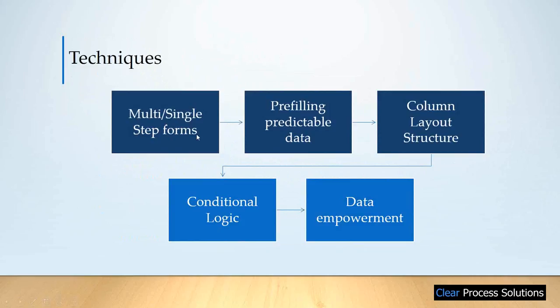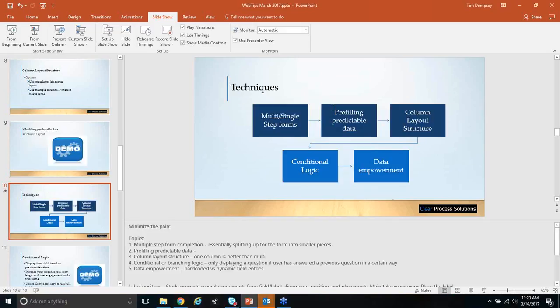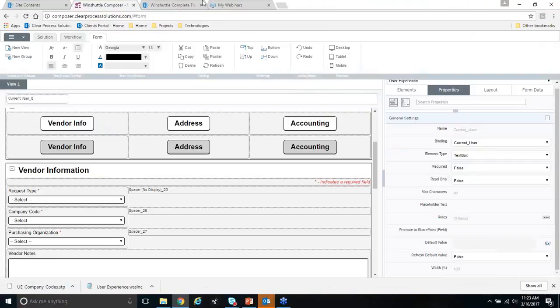Okay, so we've talked about multiple single-step forms, how we can utilize a form dashboard with some buttons to really encourage a single approach within a form, but there are many of them. We've talked about pre-filling predictable data, encouraging as much filling in and auto-populating as we can so that our users can get in and get out and fill in all their required data efficiently and as easily as possible. And then our column layout structure. Ooh, I didn't talk about column layout structure. Let's go back here real quick.